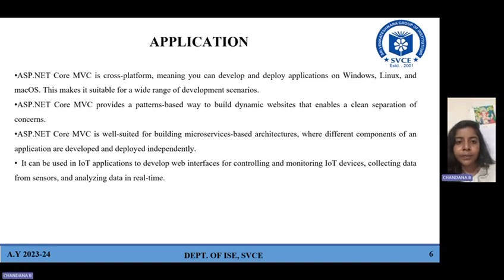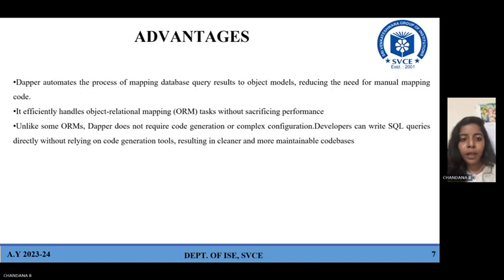The next one is advantages of this. Dapper automatically maps database query results to the object model, reducing the need for manual mapping code. This is automated mapping, where Dapper collects the data in the database so that it can be converted into objects. That is the main advantage here.